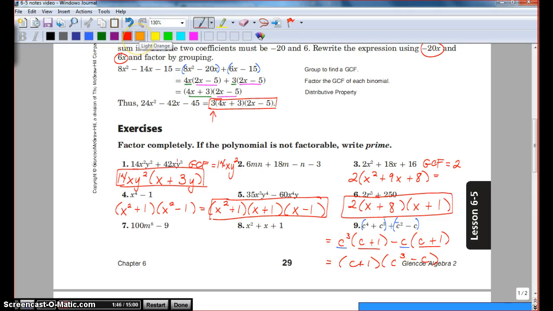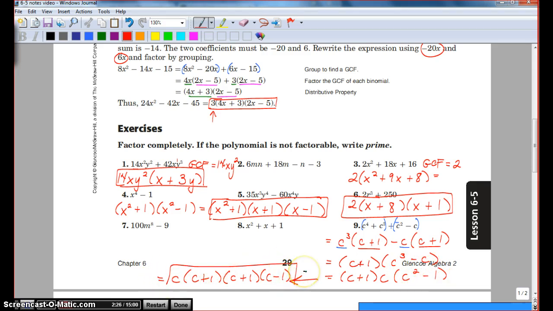There is one last step here, and that is noticing that there is a GCF between these two terms. So I have c plus 1 times c, which I factor out, times the quantity c squared minus 1. And then with that, we can continue with one last step, factoring c squared minus 1, because it is the difference of two squares. So c times the quantity c plus 1, and then c plus 1, c minus 1, the result of factoring c squared minus 1. That, right there in full, is your final answer.